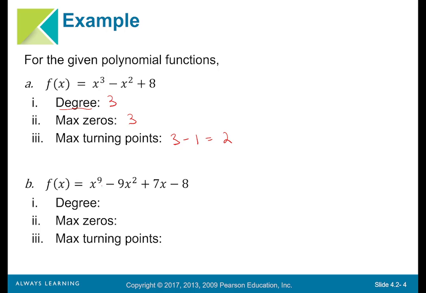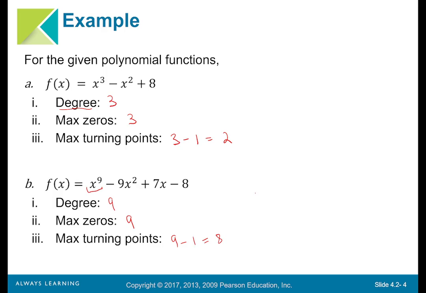Now for the second part, the degree is 9. The maximum number of zeros is then, again, 9. And the maximum number of turning points is 9 minus 1, which is 8. Again, it all is based off of that leading term.